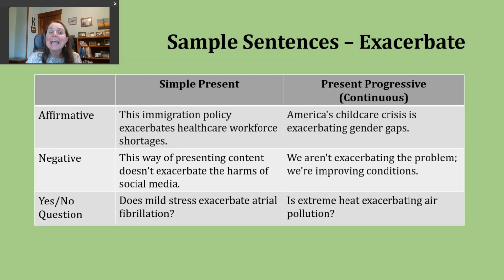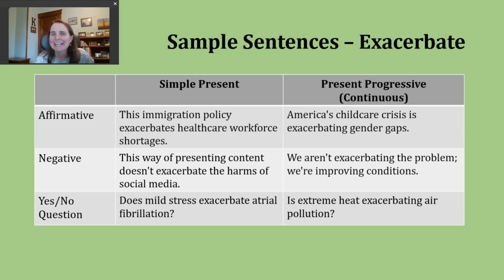Now let's talk about making a negative present progressive sentence. To do this, again, pay attention to your subject because you want to use the form of be that matches, followed by not, and then that ing form the verb. Here's another example. We aren't exacerbating the problem, we're improving conditions. Okay? Here, again, someone might be focused on what's happening right now, maybe defending their actions after somebody has accused them of making something worse.